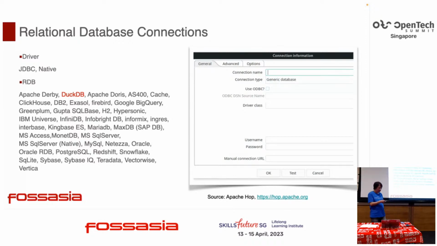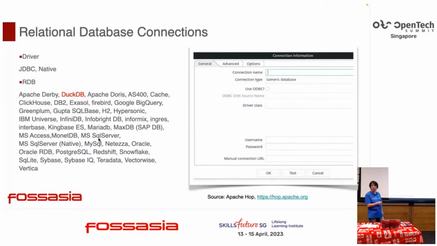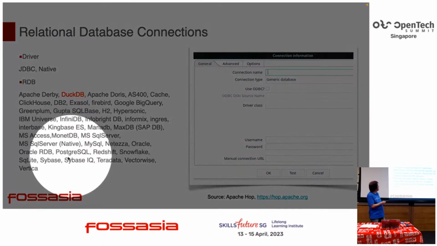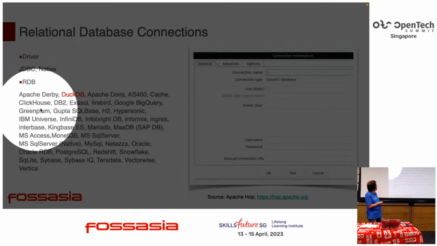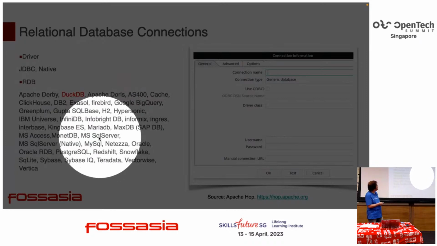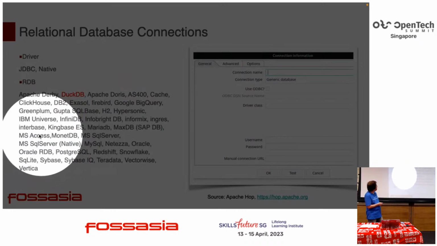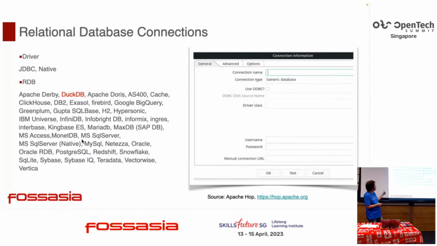In 2.1.0, we added DuckDB, you know, DuckDB. A lot of databases here: DuckDB, DB2, and Derby. Just Access, or Postgres, or Oracle, and MySQL. A lot of databases we can read.